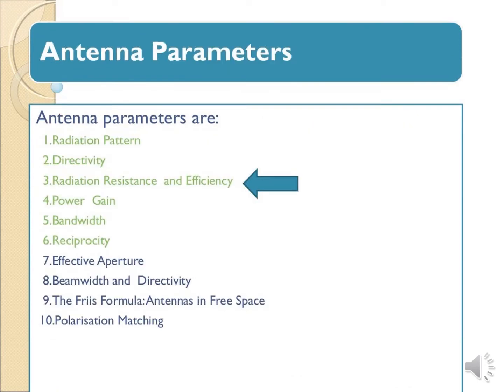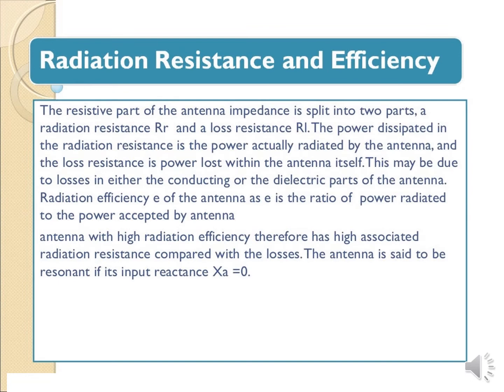The next one is radiation resistance and efficiency. What is radiation resistance? The power dissipated in the radiation resistance is the power actually radiated from the antenna, and there is also power lost within the antenna itself. How is the power lost? There may be losses either due to the conducting or dielectric parts of the antenna. So there are two losses.